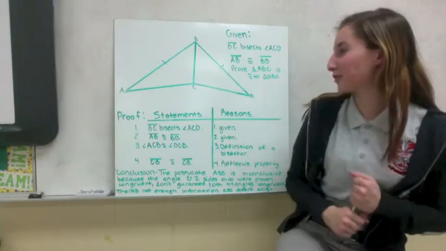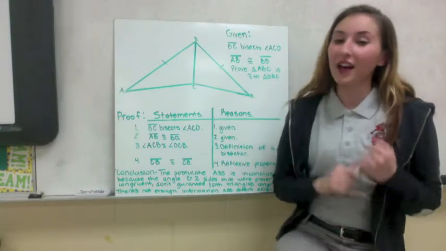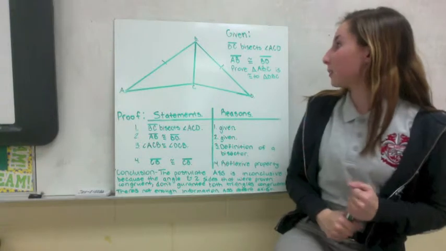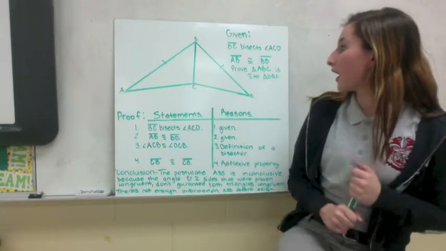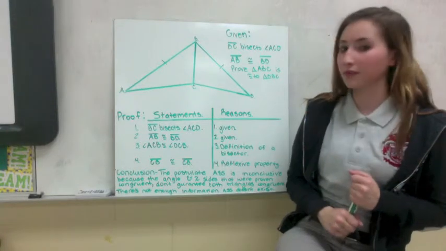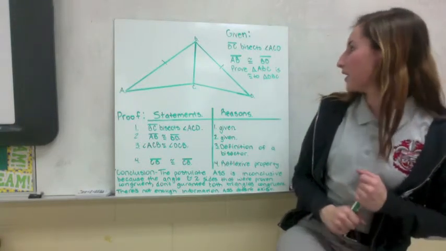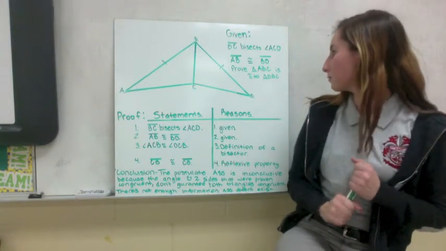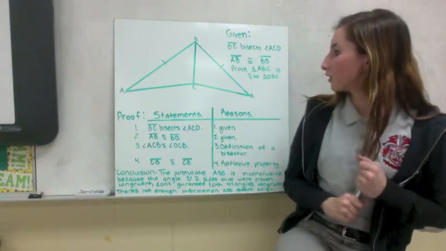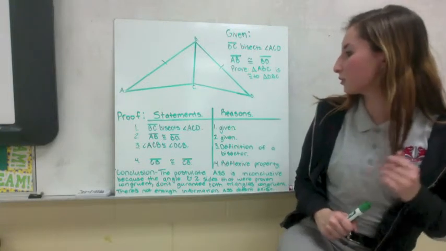We're trying to write a proof here, and we're given a diagram. Our given statements are that side BC bisects angle BCD. Side AB is congruent to BD based off our given information, and we're asked to prove that triangle ABC is congruent to triangle ABDC. We start off our proof with our givens, which is what I just stated.